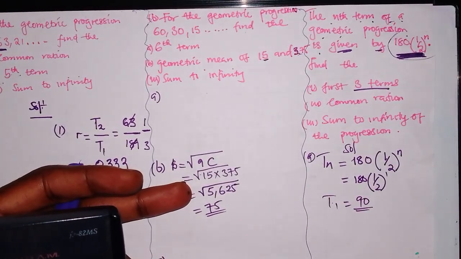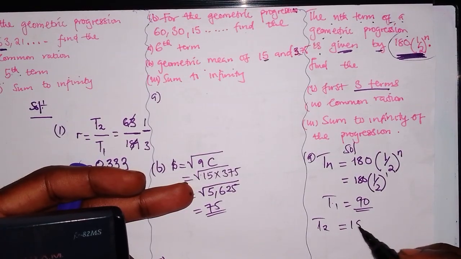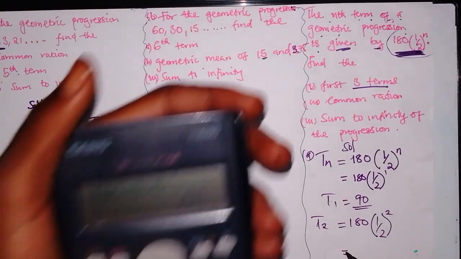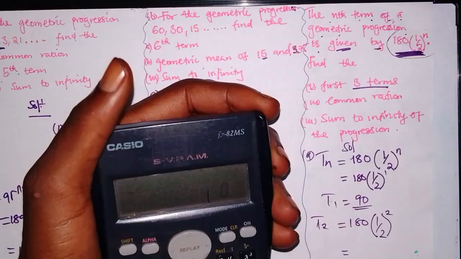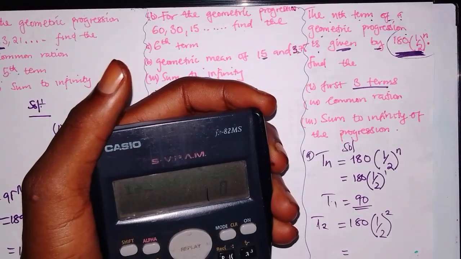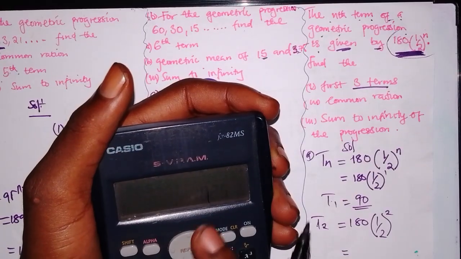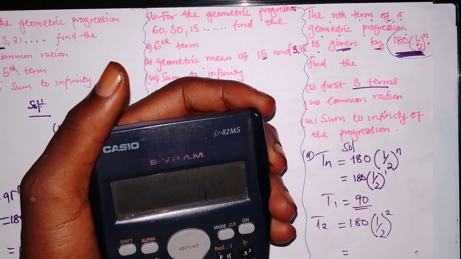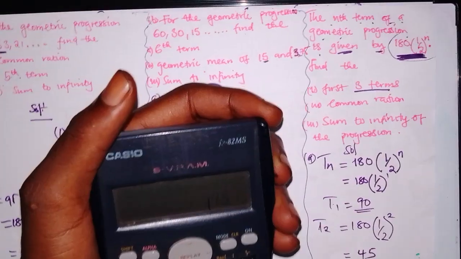So here you put 1. Again, you move on. For our second term, here now you put 2. So you say 180 times 1 divided by 2 to the power 2, we have 0.25 times 180, we have 45 as our second term.